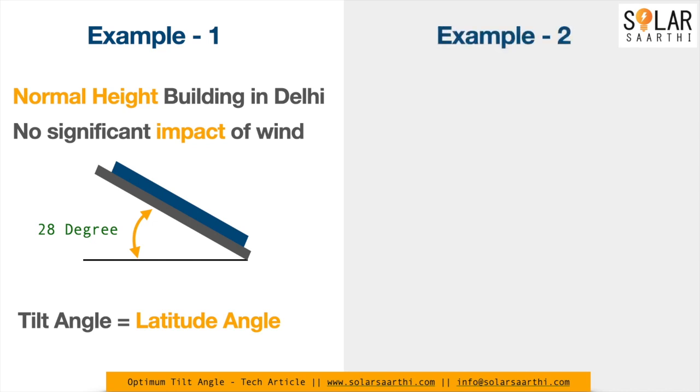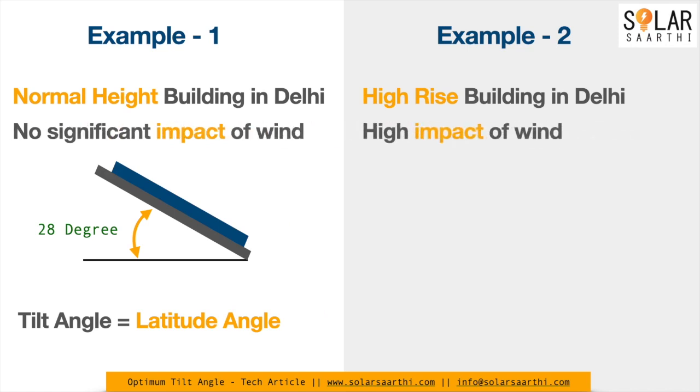But what if I'm planning a system on a high-rise building in Delhi? Due to the high-rise building, the wind pressure or the wind impact at the site would be very, very high. Now, in that scenario, if I go by the thumb rule that says the tilt angle should be equal to the latitude angle, that is 28 degrees in our case, then the solar PV modules and the structures are prone to more wind pressure and subsequently they may fail. The modules can be detached from the structure, the complete structure can be uprooted.